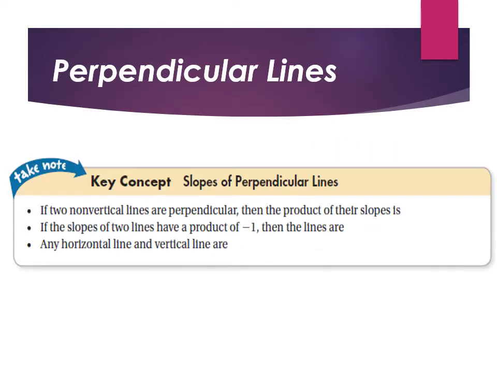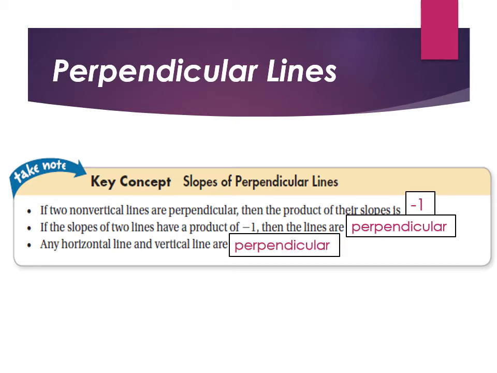Now let's talk about perpendicular lines. The definition of this is a little confusing, and then we'll talk more specifically about what's going on here. If two non-vertical lines are perpendicular, then the product of their slopes is -1. So if you were to multiply the slopes together, you get -1. If the slopes of two lines have a product of -1, then they are perpendicular. And any horizontal line and a vertical line are perpendicular.